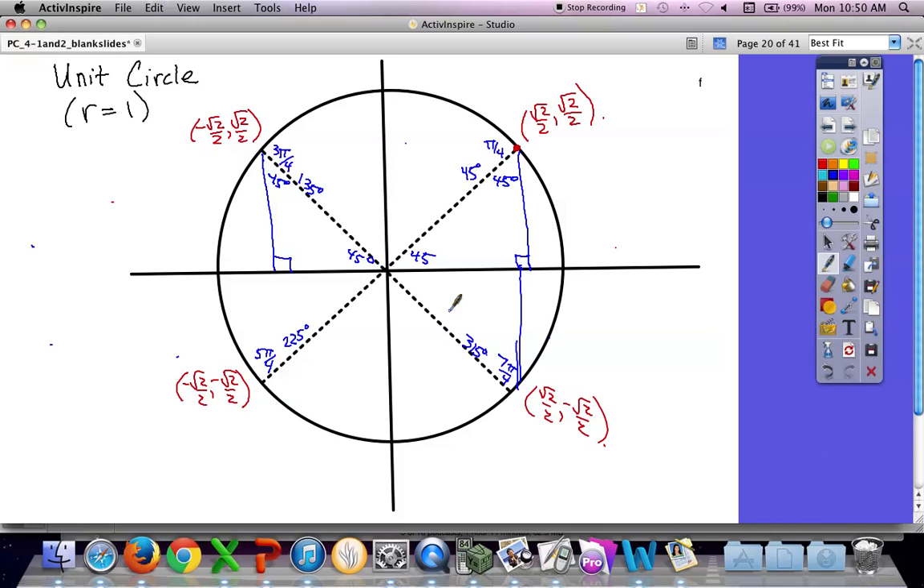So you should fill in on your sheets the angle measure in degrees and radians and the coordinates that go next to it.